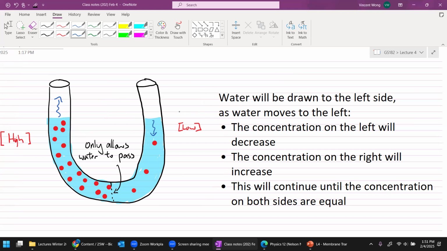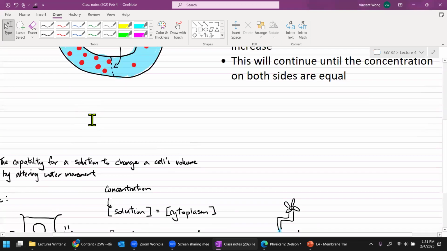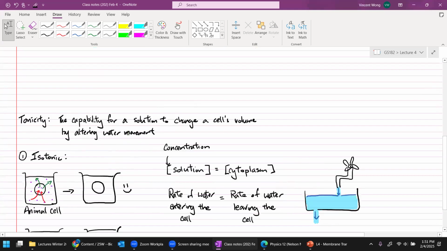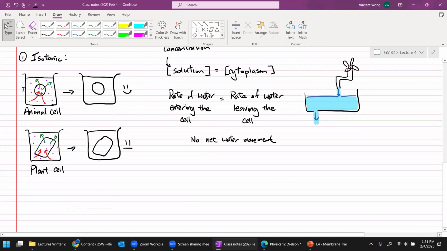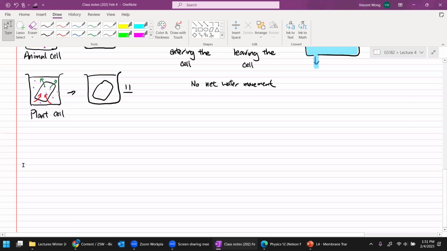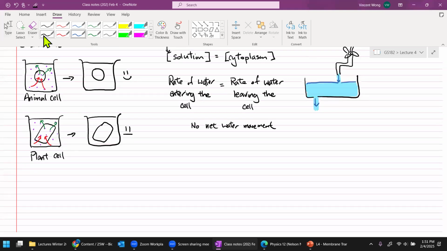Okay. Now I'm going to apply this concept to tonicity, which is what we were talking about before I realized I didn't teach you this yet. Tonicity, once again, is the capability for a solution to change the cell's volume by altering the movement of water. In the first example, we did isotonic. I'm going to go through two more examples with you, and then I'm going to let you go. All right, the end is near. Just hang in there.